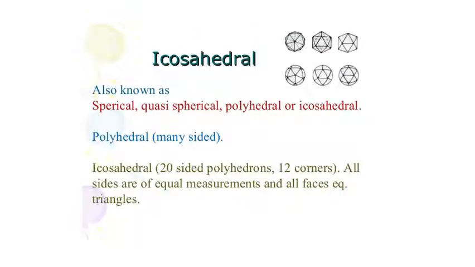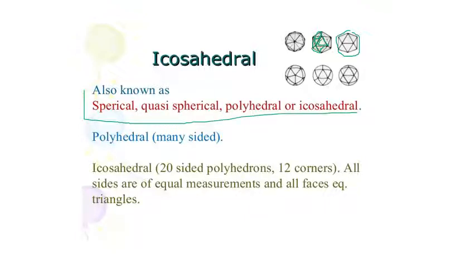We can see icosahedral, which consists of icosahedrons. Icosahedral are different types of shapes. If you look at this, we can see different types of heads, circular or triangular. These are called icosahedrons, also known as spherical, quasi-spherical, polyhedral, or icosahedral.